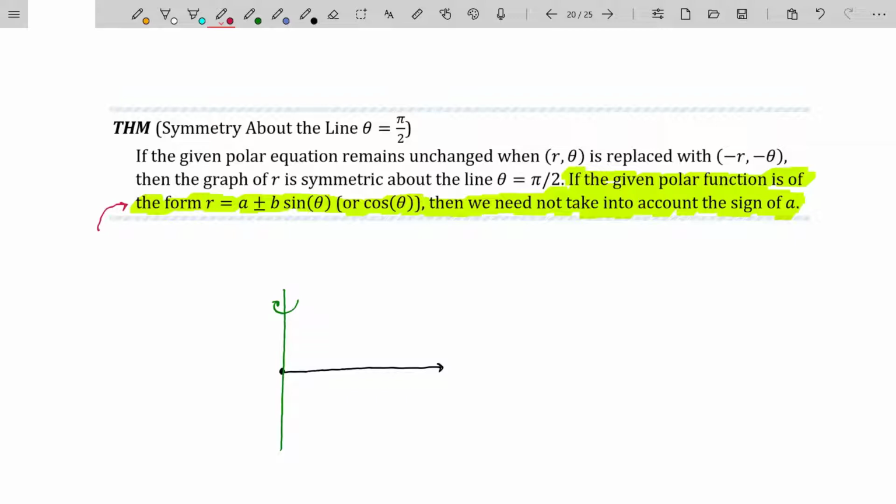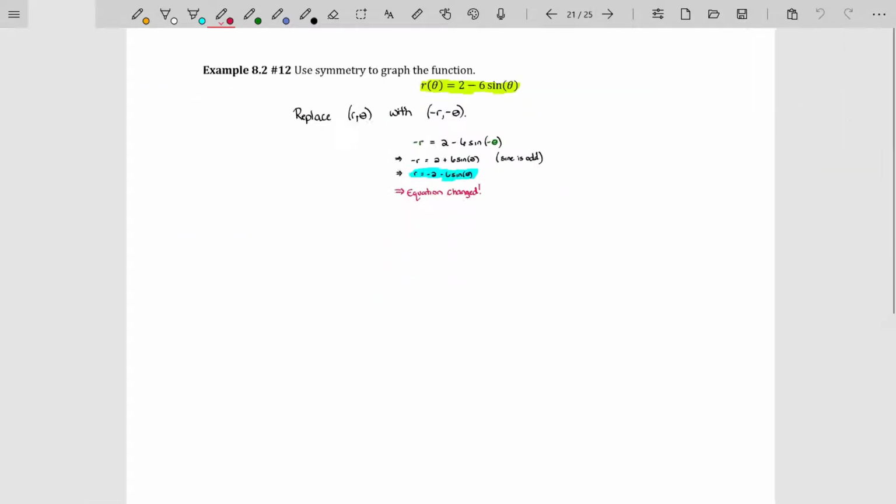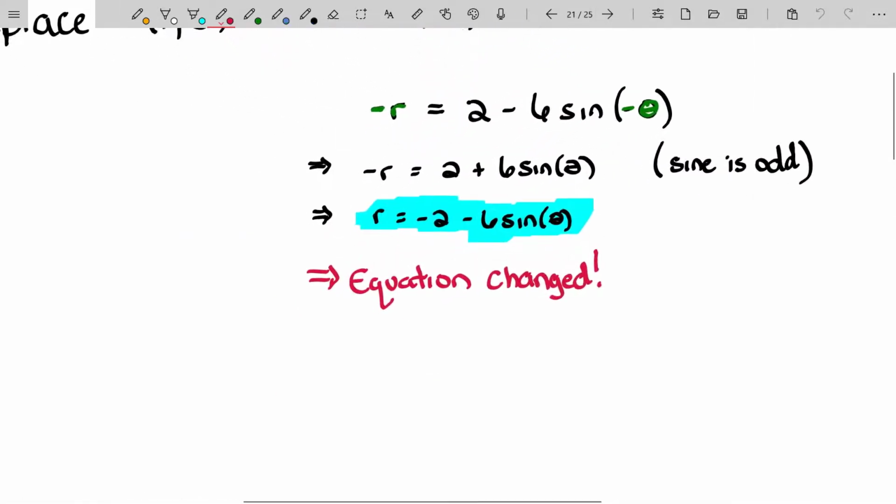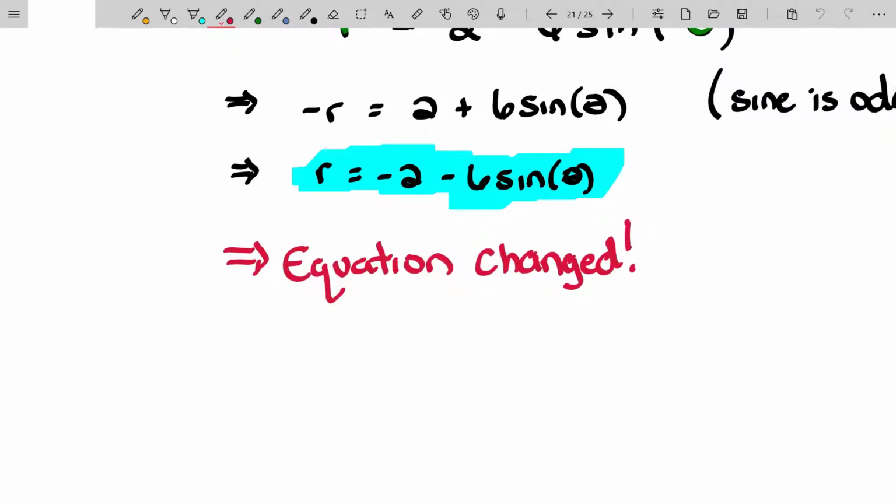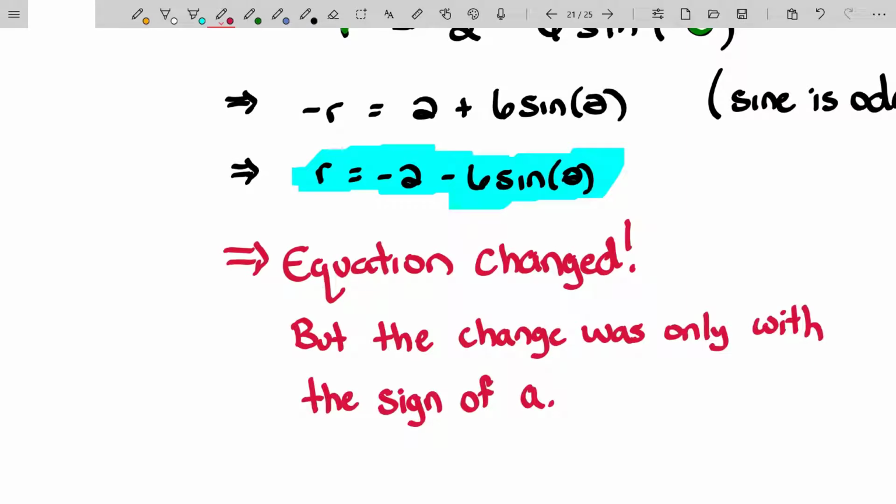If the given polar function is of the form r is equal to a plus or minus b times a cosine or a sine, then you don't have to worry about the sign of a. So not worrying about the sign of a, I'm just going to say the equation did change, but the change was only with the sign of a.